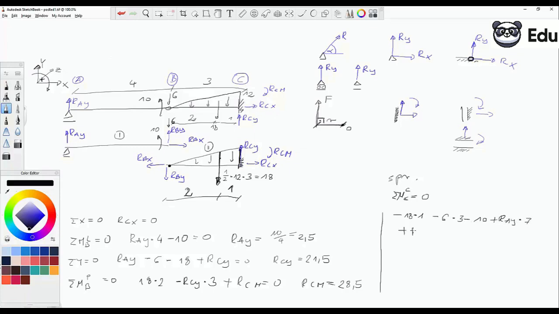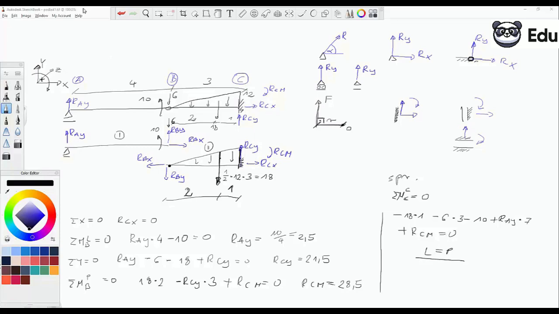Despite calculating at point C, we include RCM because the moment does not need additional distance. This is already a moment. And we have minus 18 times 1, minus 6 times 3, minus 10, add RBy, which is 2.5 times 7, add RCM, which is 28.5, equals 0. Left equals right.